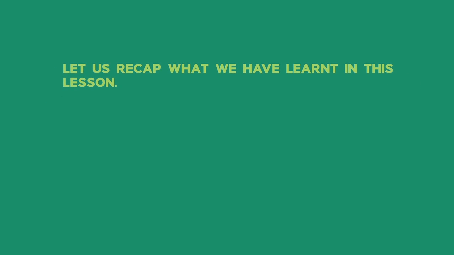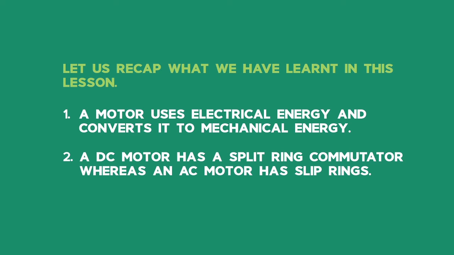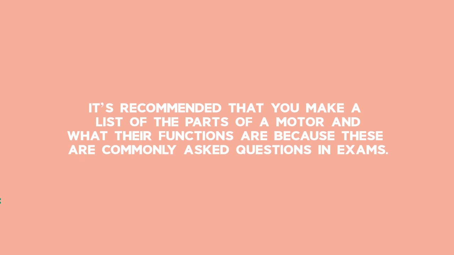Let's recap what we've learned in this lesson. A motor uses electrical energy and converts it to mechanical energy. A DC motor has a split ring commutator, whereas an AC motor has slip rings. It is recommended that you make a list of the parts of a motor and what their functions are, because these are commonly asked questions in exams.